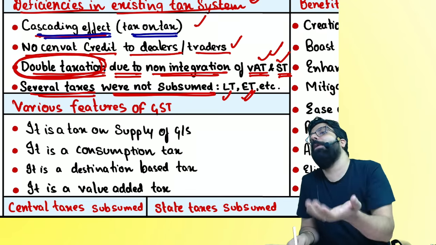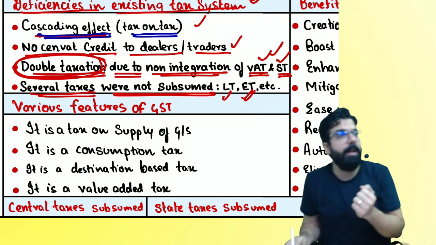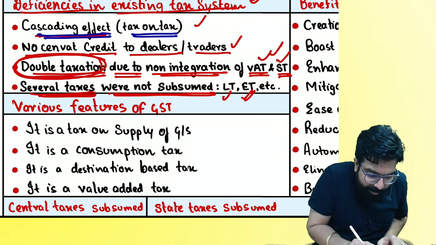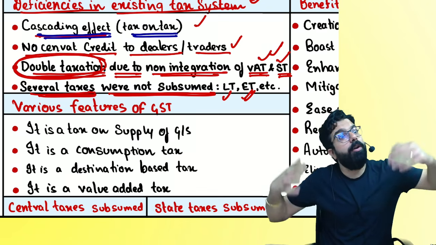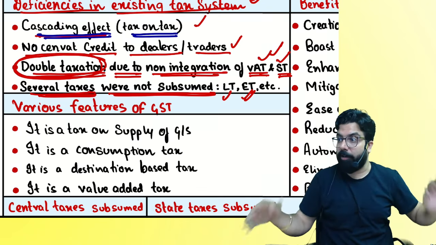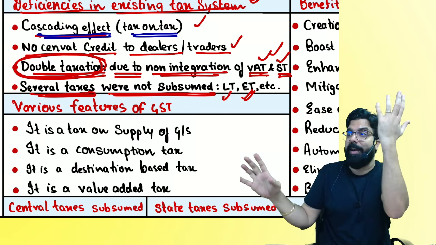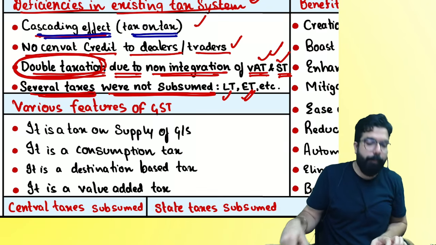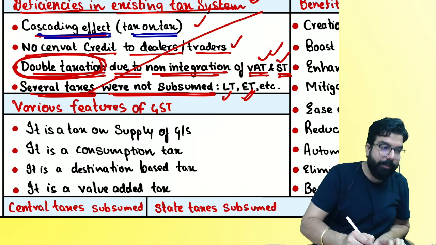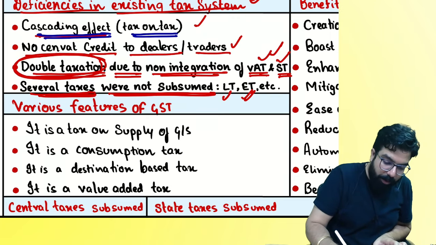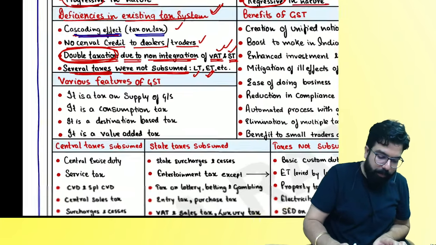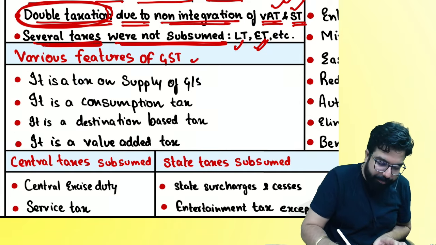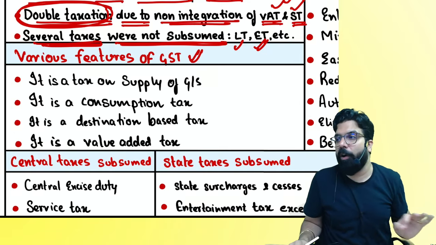Why on one thing double taxation is happening? Are we clear? Several taxes were not subsumed, meaning there were a lot of taxes: luxury tax, entertainment tax, VAT, service tax, excise duty. Why so many indirect taxes? Hence the government came up with the concept. The government told us to forget all these problems. We will come up with one tax for everyone: GST. Are we all clear till here?